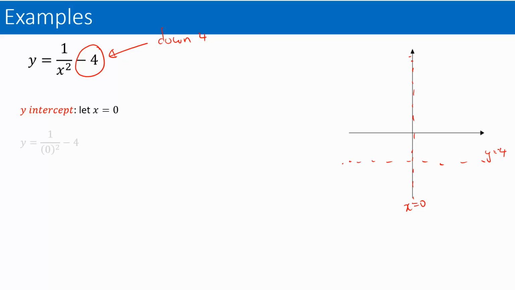Now, if I let x equal to 0, I've got 1 divided by 0 squared -4. What's the issue here? What's the problem? It's undefined. We can't do 1 divided by 0. We can do 0 divided by 1, but we can't do 1 divided by 0. This is undefined. So if it's undefined, what does that mean? So if I'm trying to find the y-intercept and I got 1 divided by 0 is undefined, what does that imply? That there is no y-intercept.